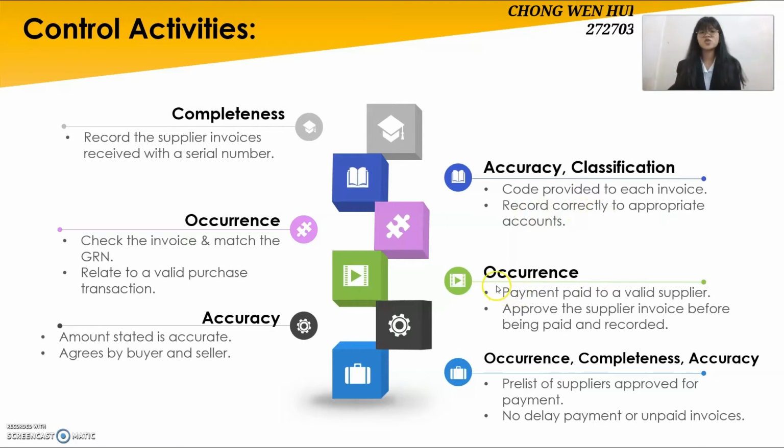The second last control activity is that the company will ensure that all invoices are approved and recorded before the payment is made, and this control activity is needed to achieve occurrence. The last control activity is that the company will prepare a list of suppliers approved for payment to make sure that there is no delayed payment or unpaid invoice. This activity helps in meeting occurrence, completeness, and accuracy.